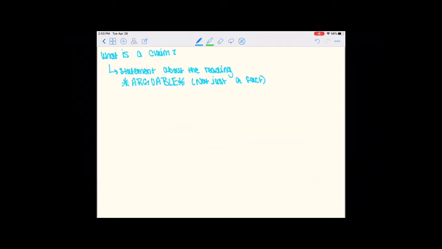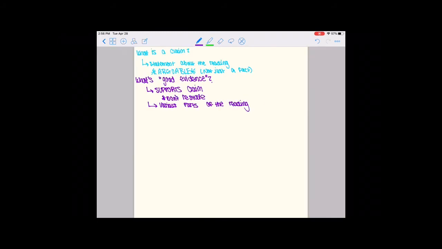Now, to start out, we're going to be discussing what a claim is. So, simply put, a claim is a statement about the reading or the article that you have just read. But the important thing to remember about a claim is that it is not just a simple fact from the reading, but it is an arguable statement, something that you need evidence to support.